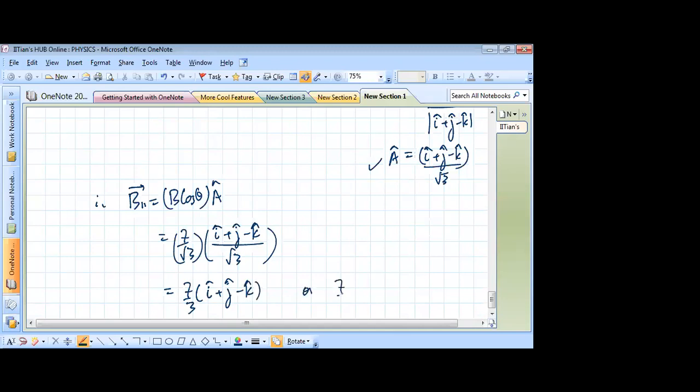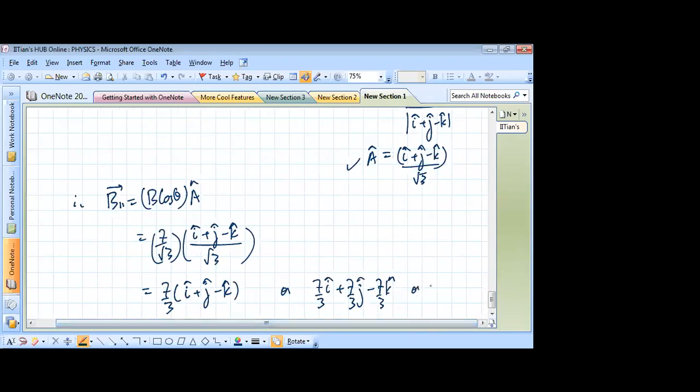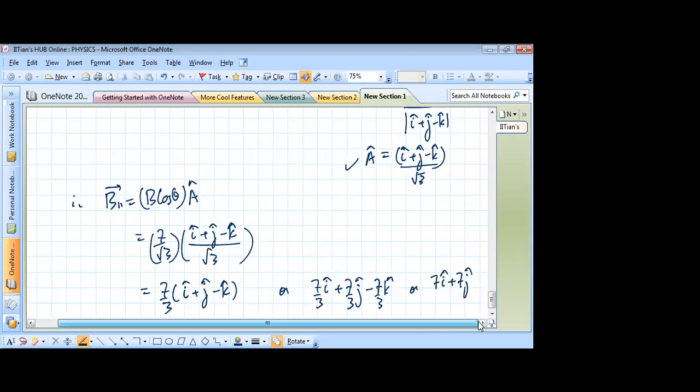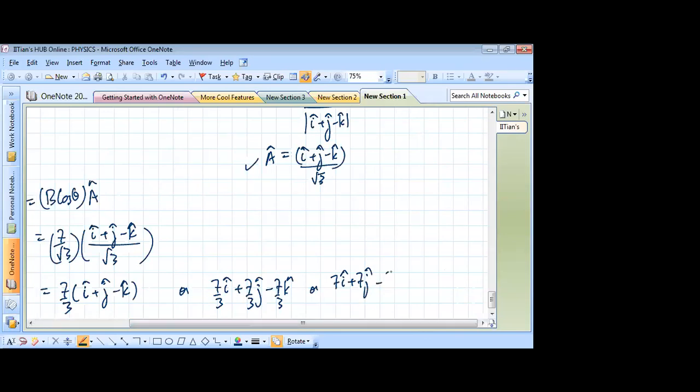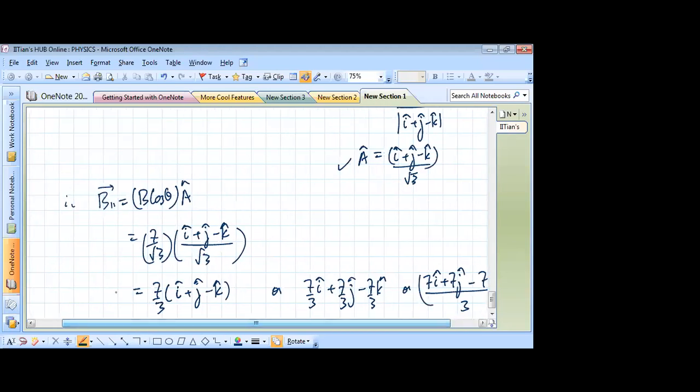Or you can also express it like this, that it is 7 by 3 i cap plus 7 by 3 j cap minus 7 by 3 k cap. Or you can even express it like this, that it is 7 i cap plus 7 j cap minus 7 k cap, the whole thing divided by 3. Whichever form you want to express it, it's fine. All these three are correct answers. The main thing is that as a vector, the parallel component is this. Okay. And likewise, we'll now come to the perpendicular component also.